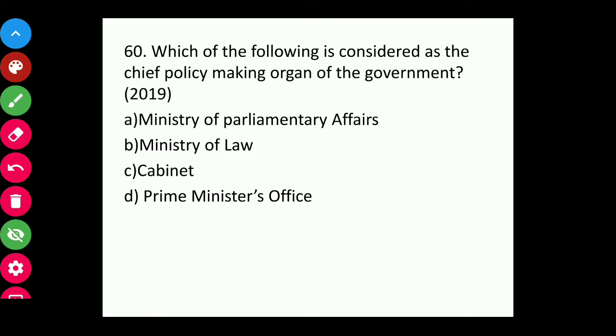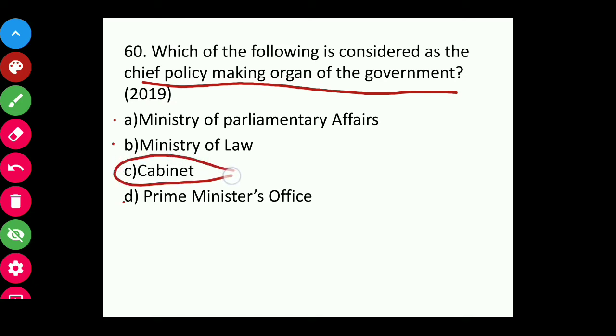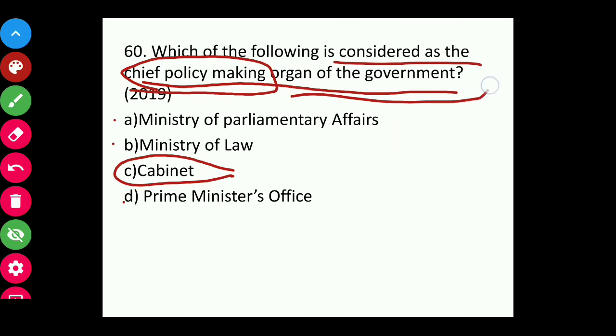Which of the following is considered as the chief policy making organ of the government? A. Ministry of Parliamentary Affairs, B. Ministry of Law, C. Cabinet, D. Prime Minister's Office. So the answer is C. The Cabinet is considered as the chief policy making organ of the government of India.